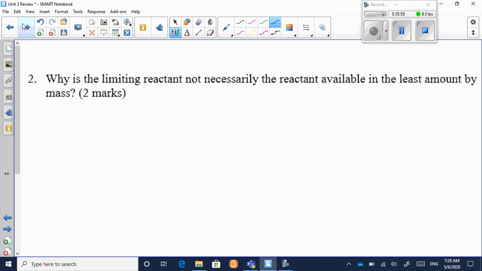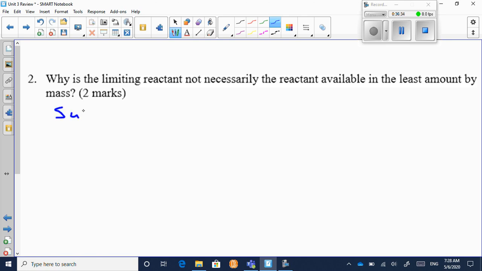Okay, why is the limiting reactant not necessarily the reactant available in the least amount by mass? So what this one is saying is that when you're given two reactants, a grade 9 might look at it and say, well, if you were given 10 grams of one and 5 grams of the other, the 5 grams will be limiting. But you need to explain to him why that's not always the case. Like in some cases, the 10 grams actually may be the limiting. And so here's my answer.